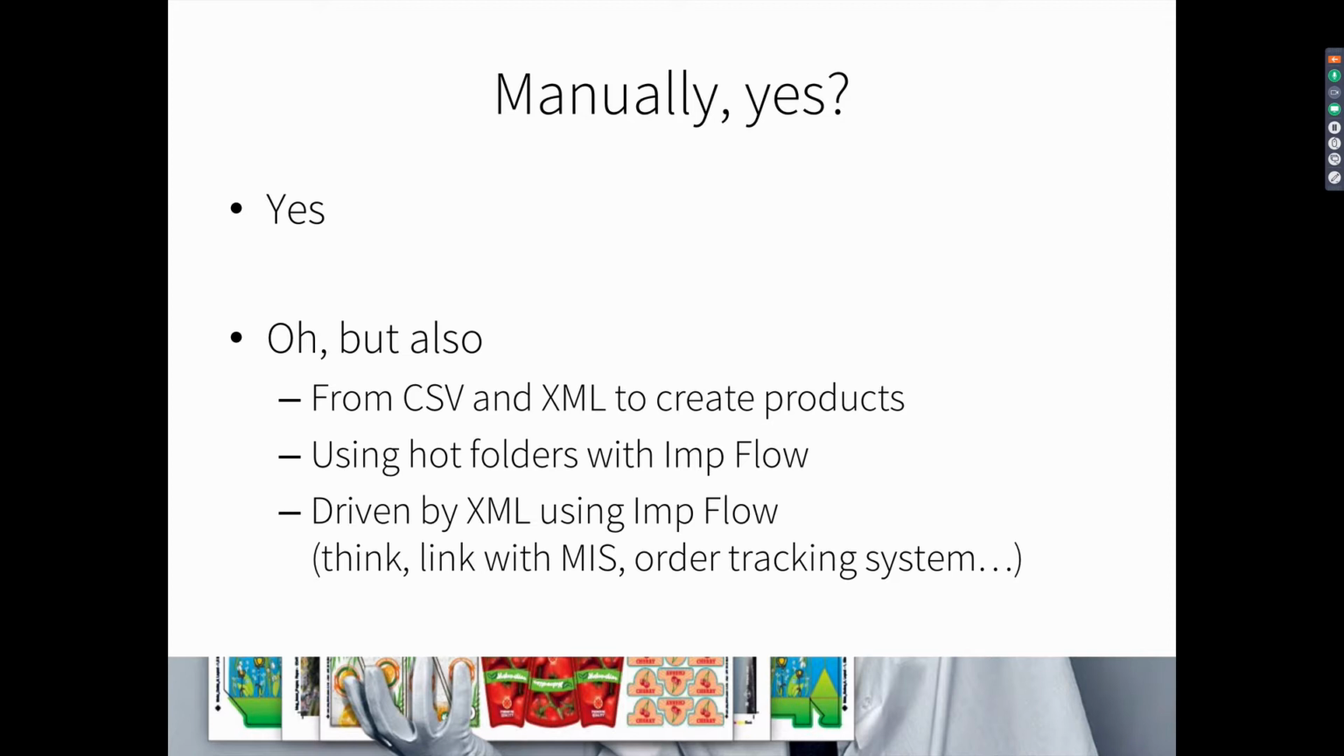And Imp Flow supports XML as an input format, which means that it is very easy to link it into another application or into a larger workflow. Making a link with an order tracking system or with an MIS system, integrating it into applications such as FileTrain or Switch for workflow automation. All of these things are possible.